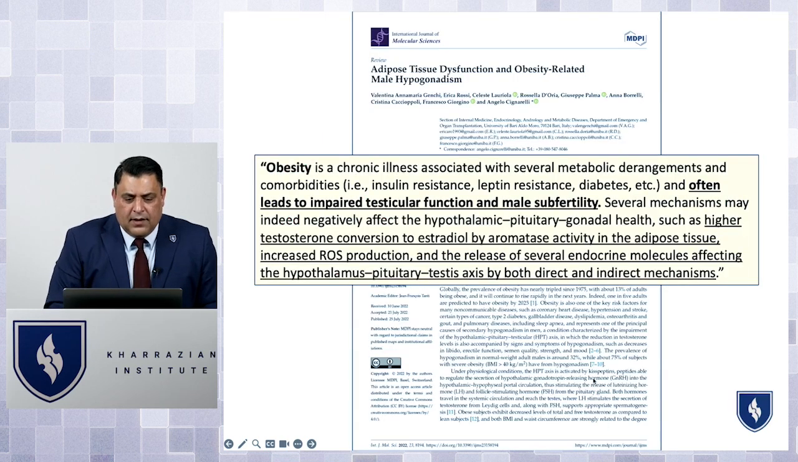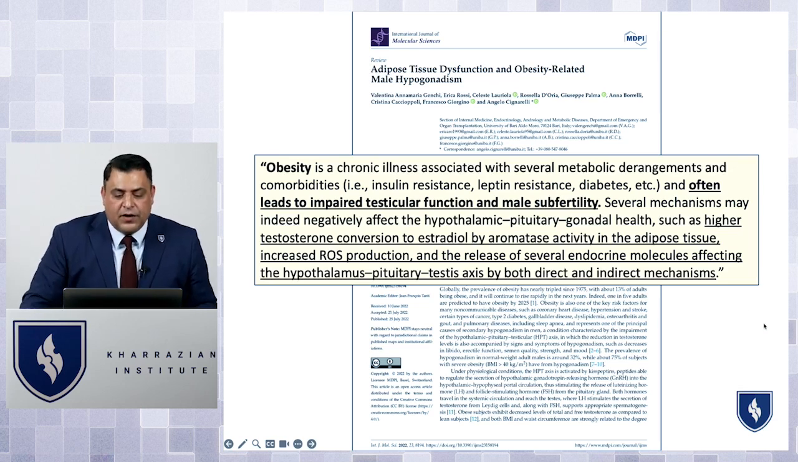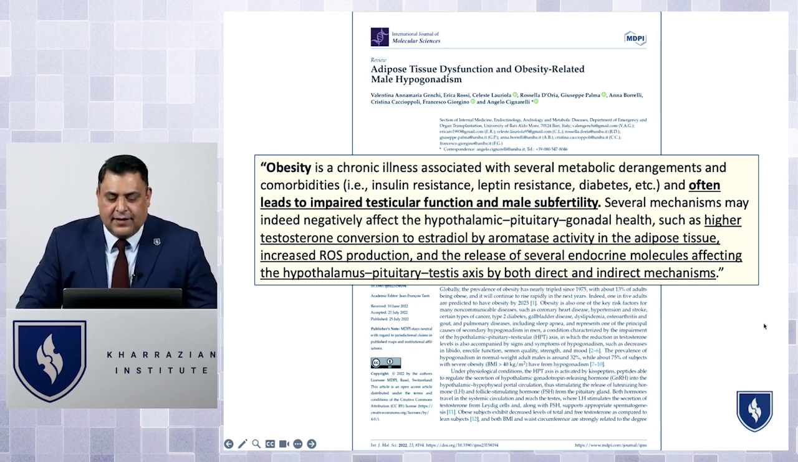Okay? Now, this is a paper that was published called Adipose Tissue Dysfunction and Obesity-Related Male Hypogonadism. Obesity is a chronic illness associated with several metabolic derangements and comorbidities, insulin resistance, leptin resistance, diabetes, and often leads to impaired testicular function and male subfertility.